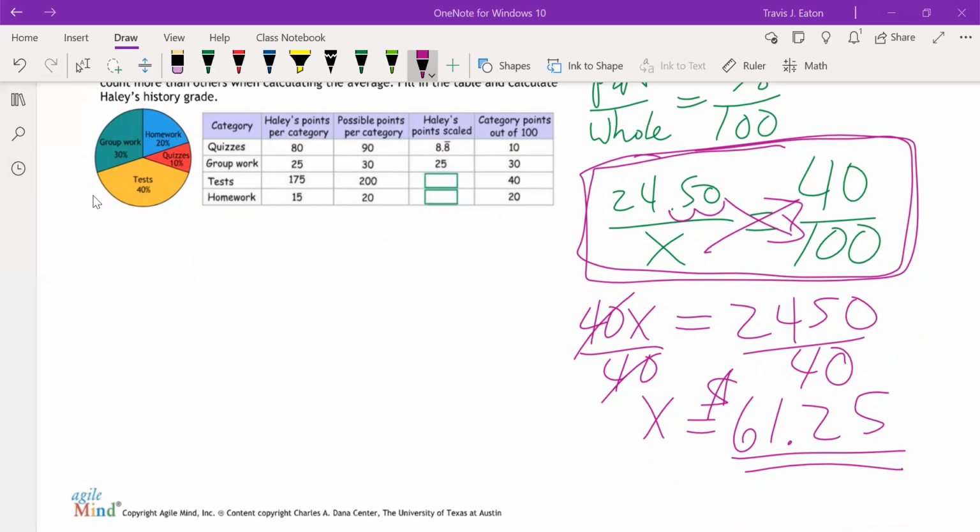Okay. Well, we are looking at one category, in quizzes, Haley received 80 points out of 90 possible. And because that category is 10% out of 100, then we can find out what her points after they've been scaled are right here, 8.8 repeating. Okay, so let's just take a look at how they arrived at that.